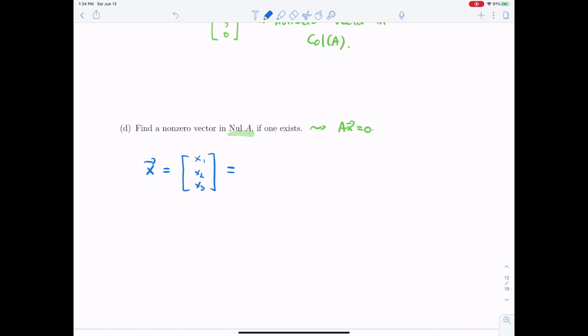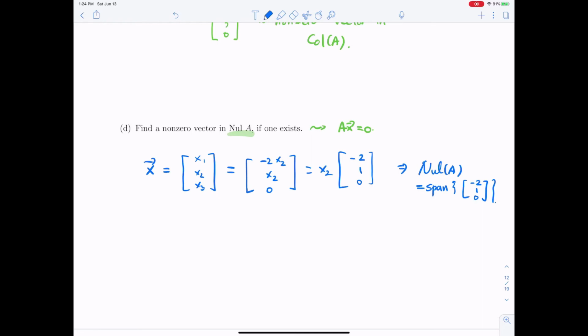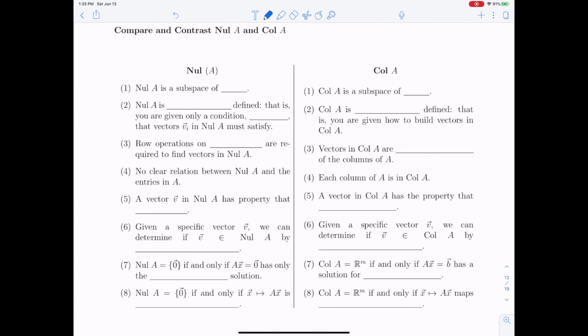But if you plug that into here, then you get negative 2x2, x2, and 0. Or we get x2 times negative 2, 1, and 0. So we can conclude that the null space of A is the span of a single vector given by negative 2, 1, and 0. In this case, we can tell that this vector is a non-zero vector in the null space of A.